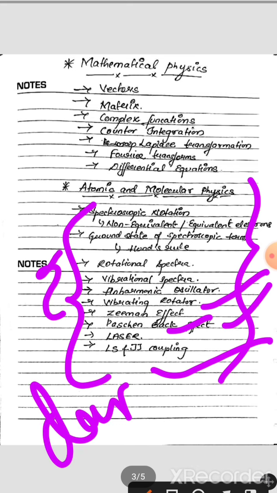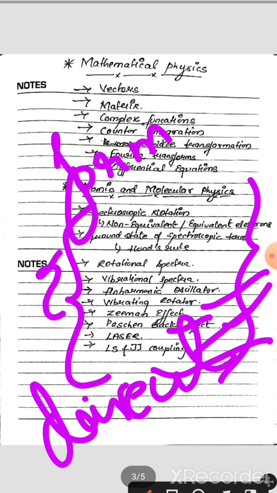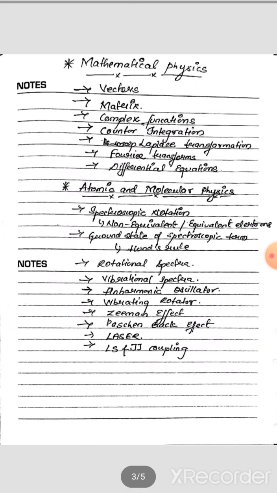Direct formulas are there for this. So if you know those direct formulas, it will be good for you. Okay.